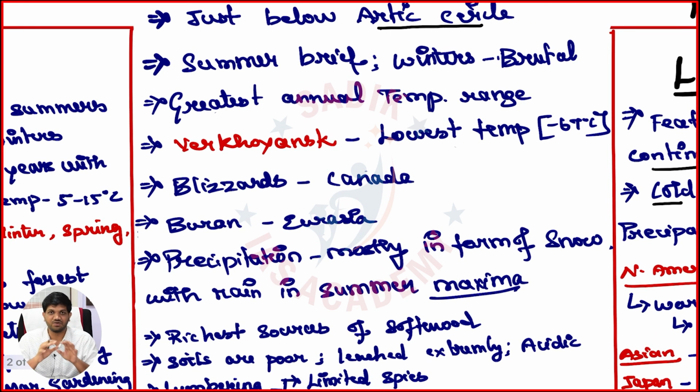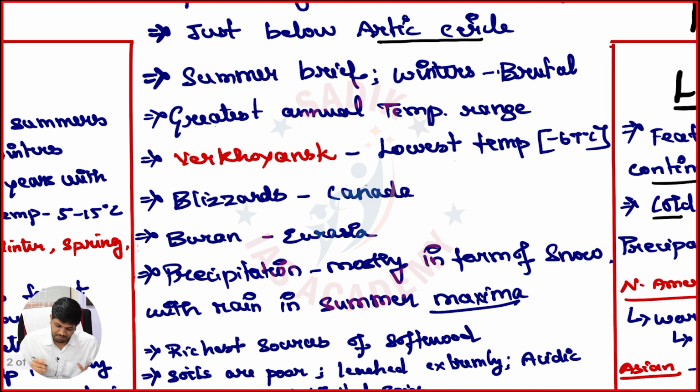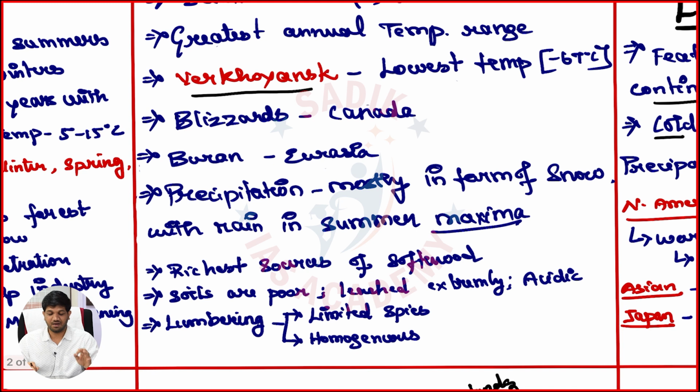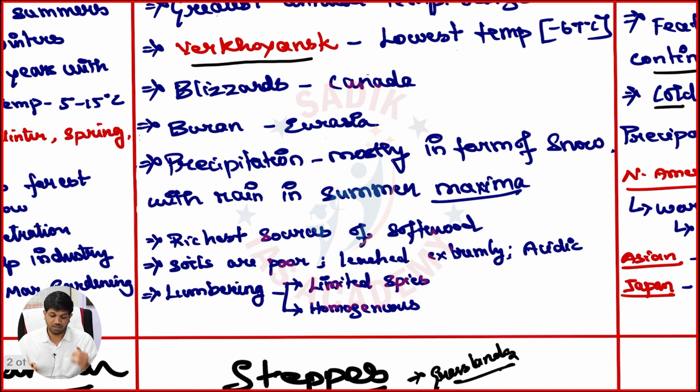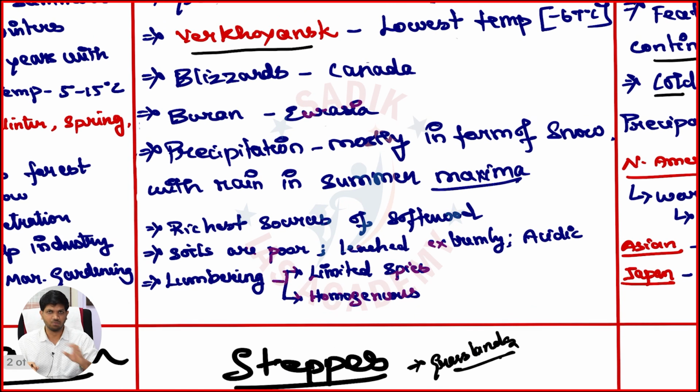And the summers are brief and winters will be brutal in the Siberian type of climate. And this climate establishes the greatest annual temperature difference. And here the place called Verkhoyansk registers the lowest temperature, which is minus 67 degrees Celsius. And in Canada the cold storms are called blizzards, and in Eurasia they are called buran. And precipitation is mostly in the form of snow.